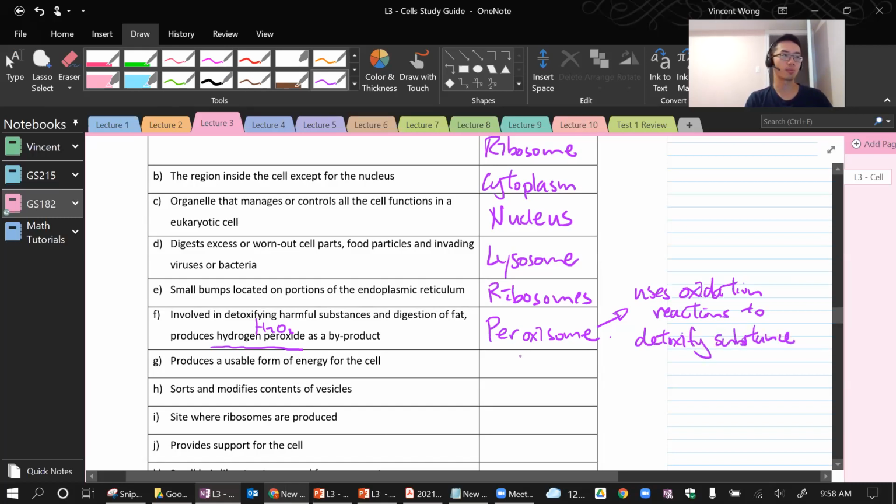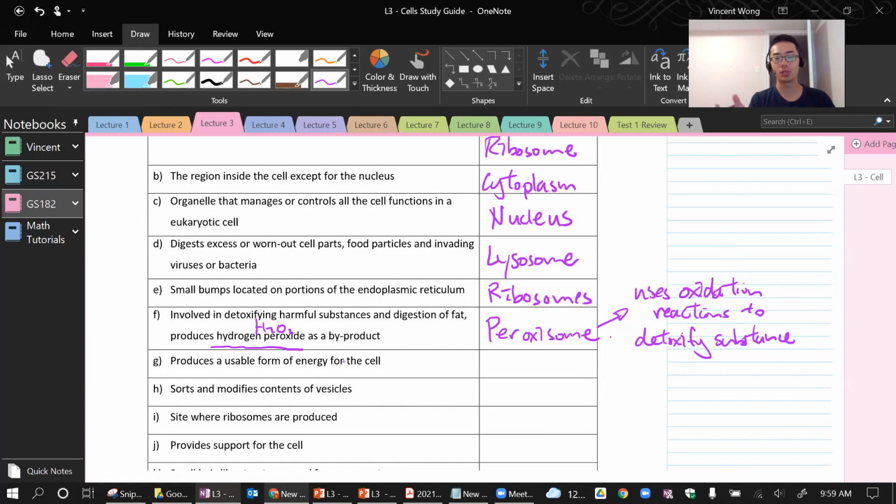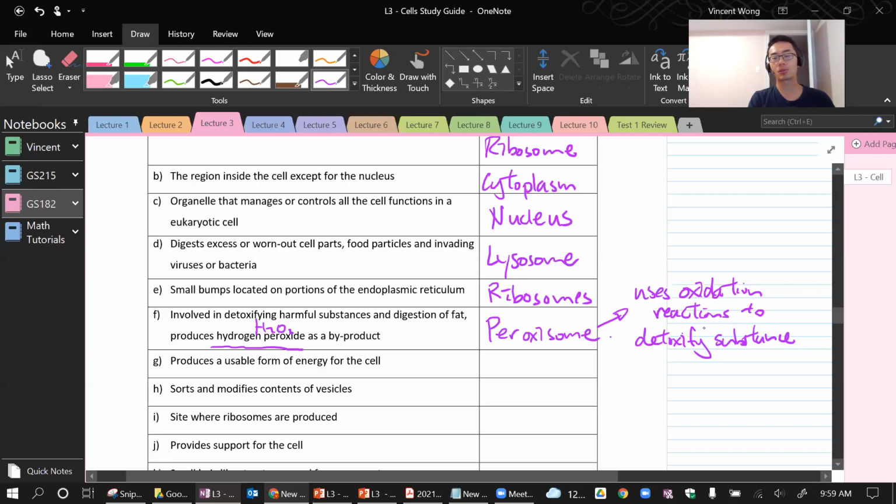Also, there are a lot of peroxisomes in livers, particularly when you break down alcohol and stuff like that. H2O2, hydrogen peroxide, is generated as a byproduct. You cannot let the H2O2 out of the peroxisomes. It needs to be broken down into water and oxygen inside the peroxisome. If the H2O2 gets out, it's toxic. It could do a lot of damage. Oxidation reactions are reactions that involve removing electrons from things. So that is peroxisomes.